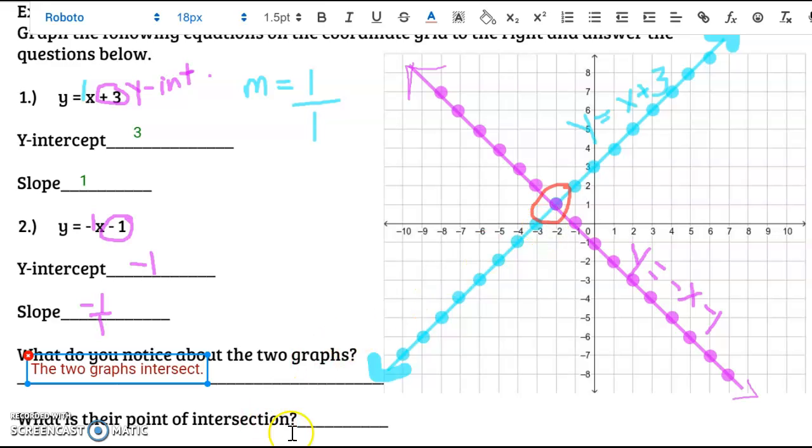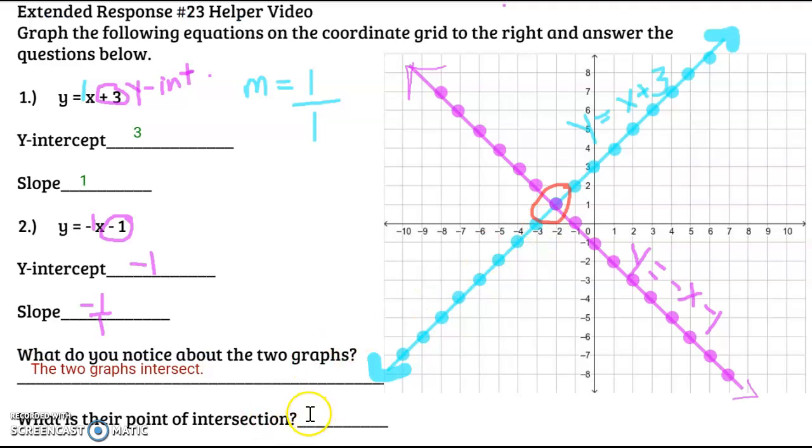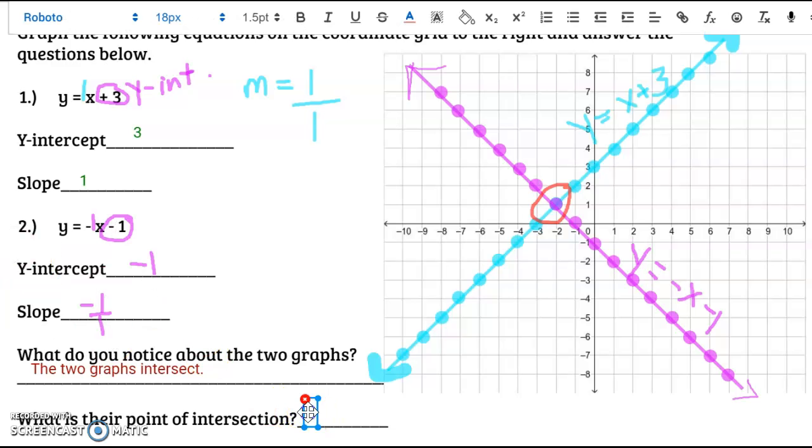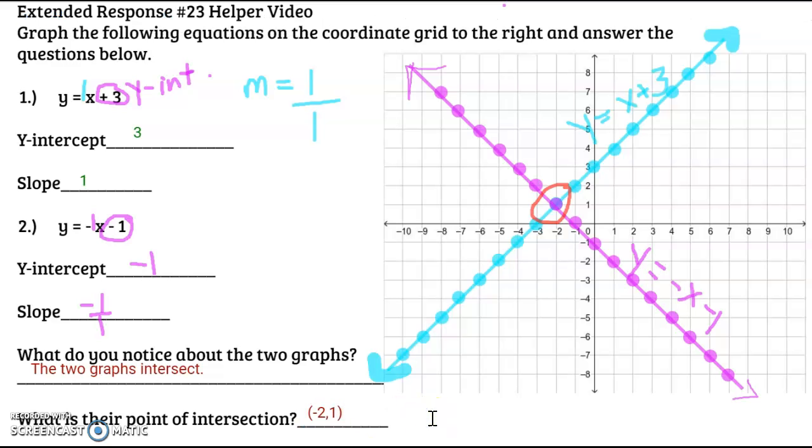And what is their point of intersection? Now is when I need to type in an ordered pair. So remember, an ordered pair has parentheses. And if I look at the ordered pair of where they meet, it is at (-2, 1). So I'm going to type that in. Bam, there we go. That is my point of intersection. And later on, you're going to learn that is the solution of this system of equations. All right, good luck with yours.